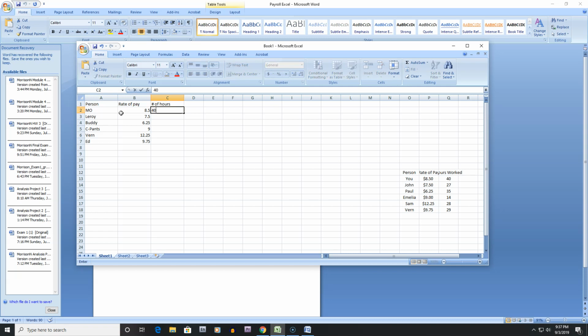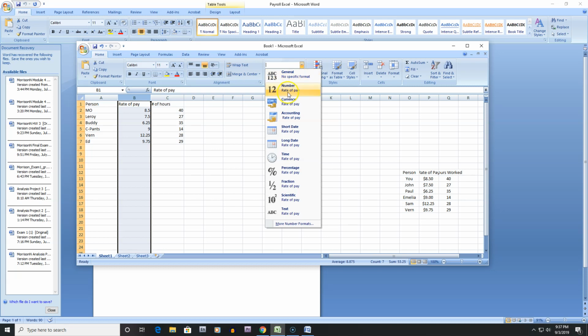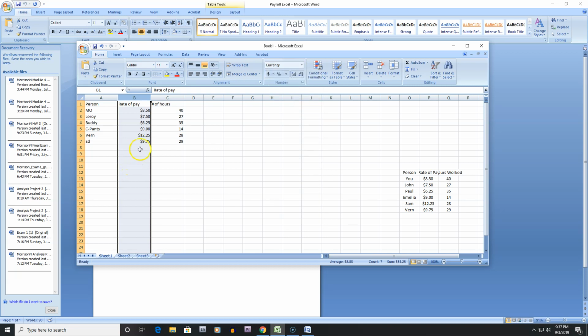So now I have 40, 27, 35, 14. Old C Pants, man, he barely worked at all. What a scrub. Bum. What a straight bum. Sam. Not Sam, actually Vern. My bad, I was reading the wrong name. And then the old Ed. Okay, so I've got all these in here. I've got my rates and everything figured out. I want this to be dollars, right? So I'm going to highlight it, or I can just click here. Come over here. And for the love of money, gotta make that money, man. All right, so I got that all figured out.